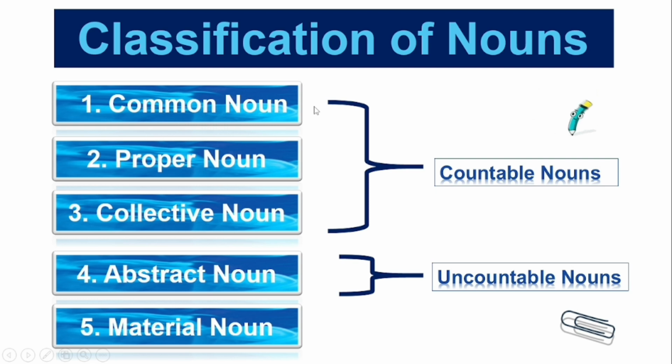So in short, I'll say that common, proper and collective nouns, all these 3 nouns are countable. We can count them. Abstract noun is uncountable. It means it cannot be counted. We cannot count it. And as you can see, material noun is neither put in countable noun nor in uncountable noun. So I'll explain that when we reach the slide of material noun.